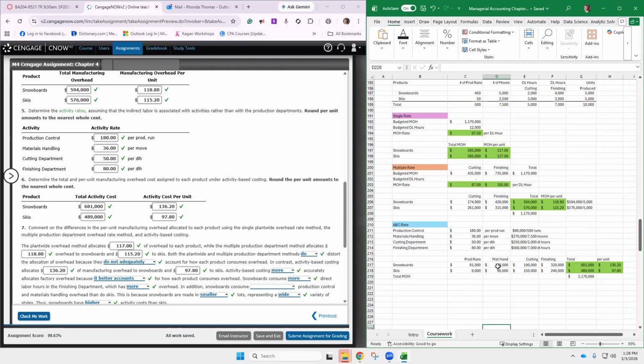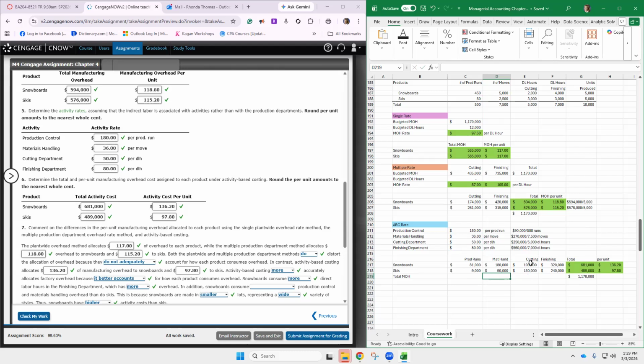So now let's do material handling. Material handling is the number of moves. So it is going to be your $36 rate per move times 5,000 moves. It looks like snowboards require twice as many moves as skis. So skis have 2,500 moves times 36, so that's why it's half.